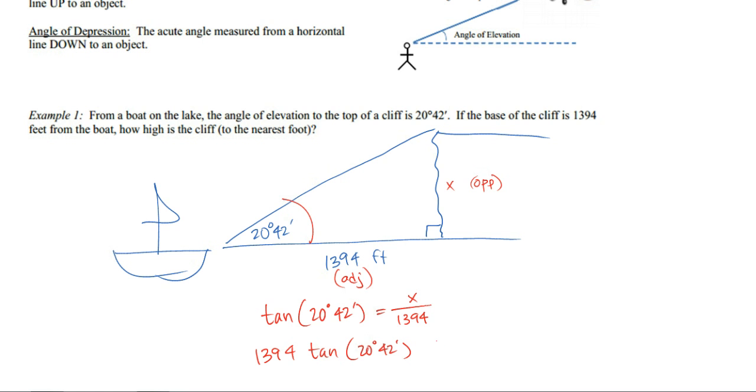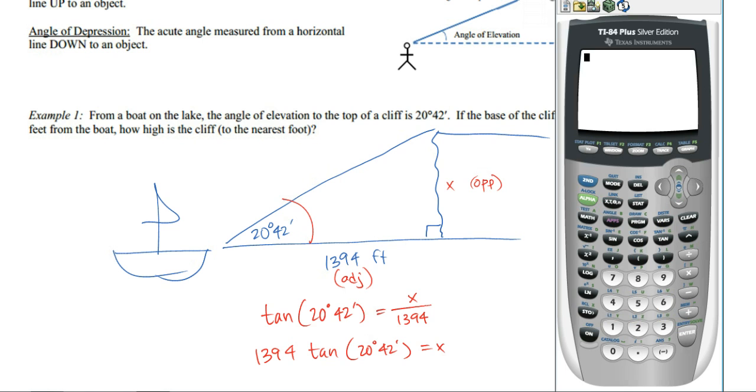And now I'll just grab virtual Sheila and have her see what she's got. As I enter that in, I'm just going to hit 1394 times tangent of 20 degrees. I'll use that angle menu: 20 degrees, 42 minutes. And I better do one quick check to make sure I'm in degree mode. So I'll hit mode, and I am in degree mode, so life is good. And we should have our height of the cliff.